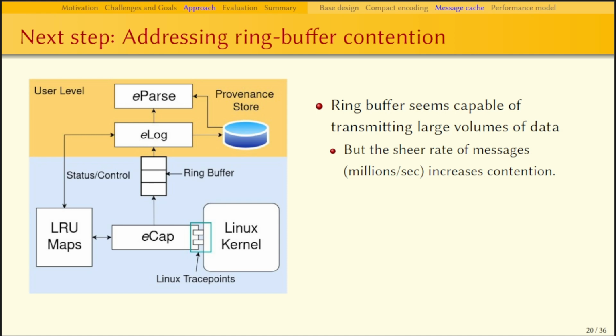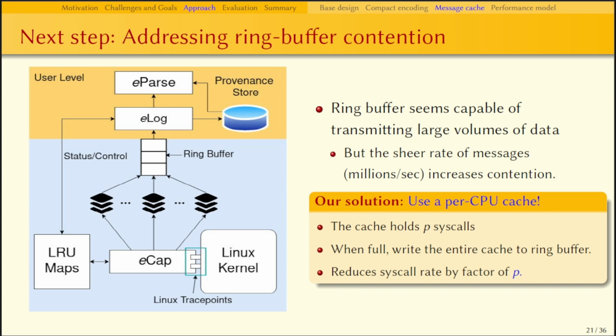We know that the ring buffer is capable of transmitting large volumes of data, but the rate of messages increases contention on it. So our solution is to use a per CPU cache, in which each cache will hold messages of size p, where p is defined as the number of system call events. And when these caches fill up, they are then flushed and written entirely to the ring buffer, which thus reduces our system call rate by a factor of p.